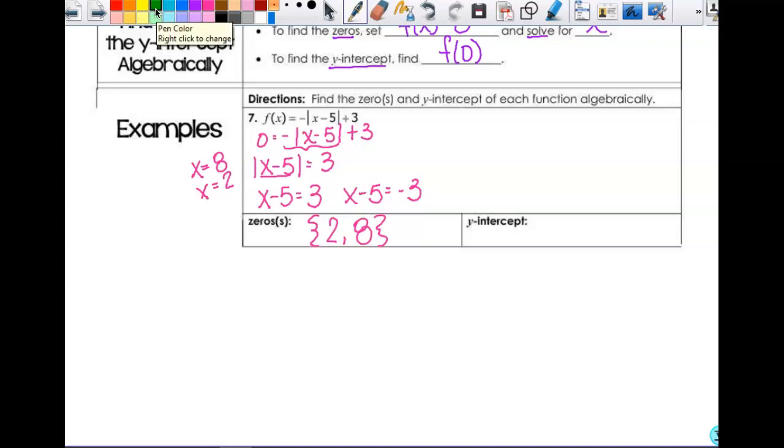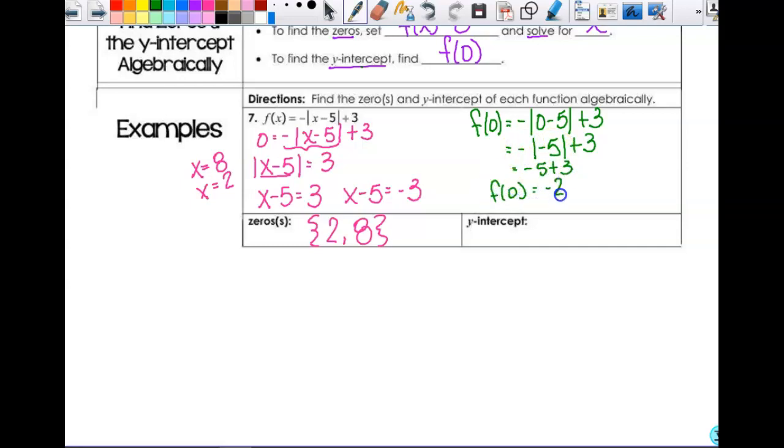All right, then my y-intercept. To find the y-intercept, I find f of 0. So f of 0 equals the negative absolute value of 0 minus 5, plus 3. That gives me negative absolute value of negative 5, plus 3. The absolute value of negative 5 is 5, but then I have to make it negative, so I get negative 5 plus 3. And so f of 0 equals negative 2. Now this says y-intercept, which means my answer is an ordered pair, and my ordered pair is 0, negative 2.